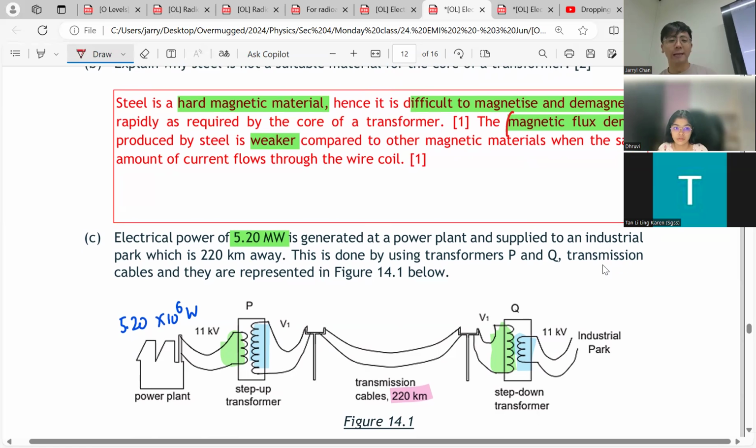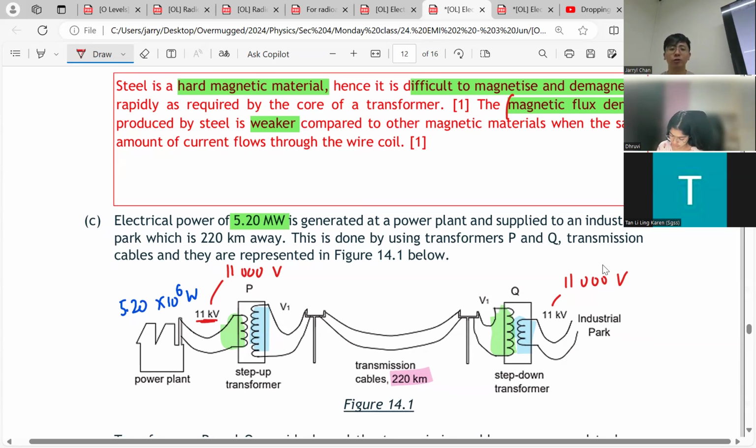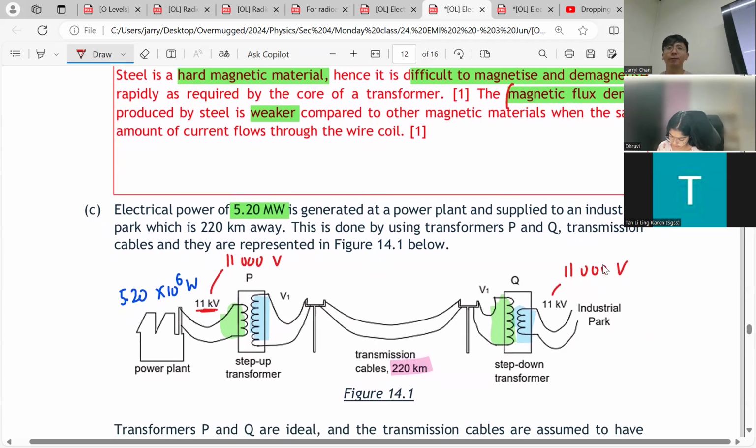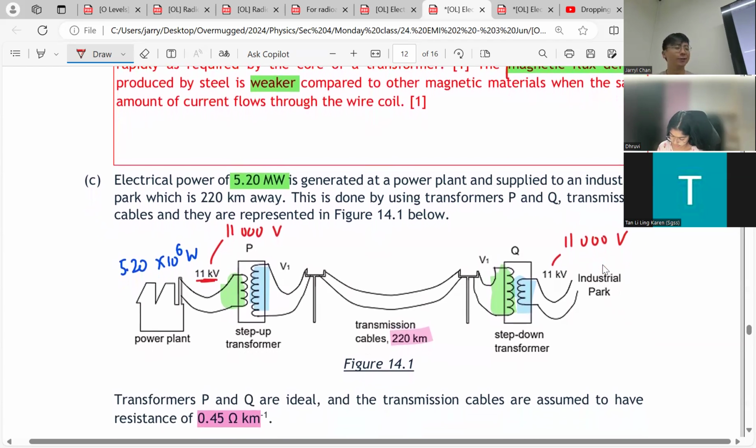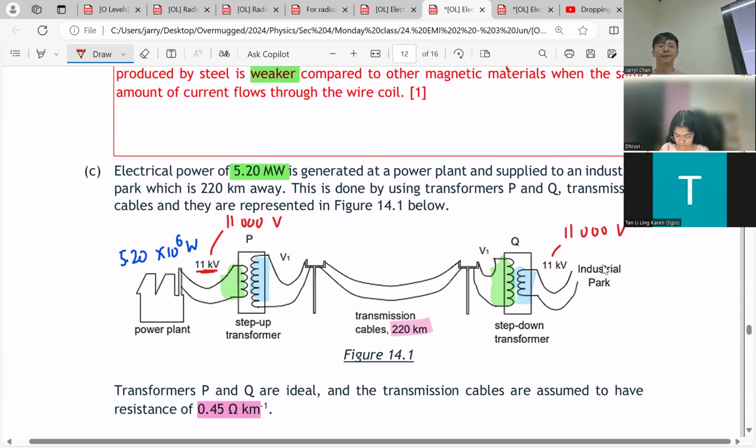Okay, in fact, I should also write 11 kilovolts, reminding myself: 11,000 volts. Otherwise I will make the silly mistake of units, which is one of the last mistakes you should make. 220 km, this one I didn't convert because later I saw 0.45 ohms per km, so this is fine. The green color one is your power. I have 11 kilovolts at the primary coil, and the secondary coil I want to find out.